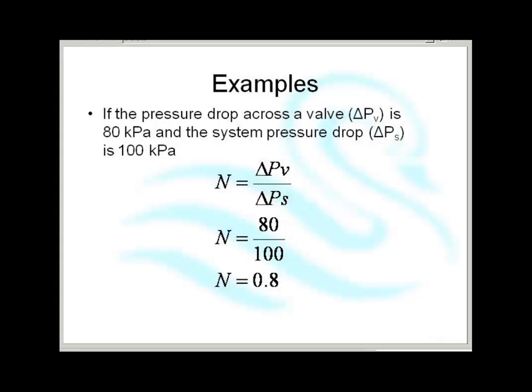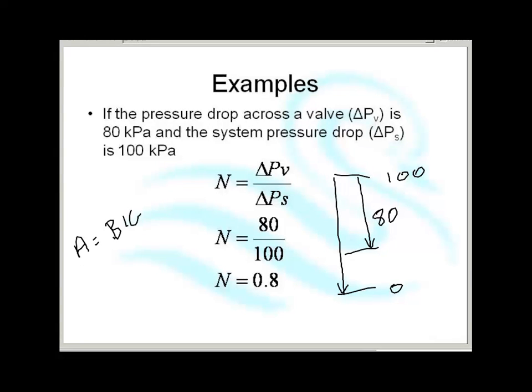Okay, let's look at the other way round. This time, there's 100 dropping. I've got 100 there, I've got 0 there. I'm dropping 100 kPa across the entire system. I'm dropping 80 of those kPa in the valve alone. So the valve too big, valve too small. Well, hopefully, by a process of elimination, you would have worked out that the valve is too small.